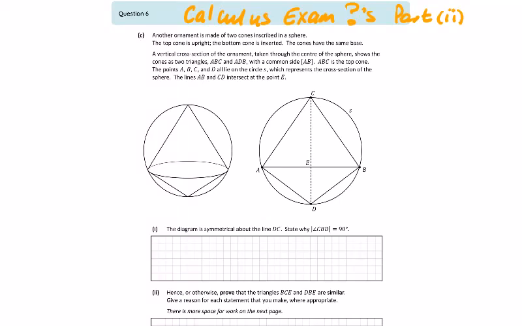This is the second video looking at calculus exam questions from 2024 back. In this question we have an ornament made of two cones. We can see one here and one on top. A vertical cross section of the ornament, so from C to D is this vertical cross section.